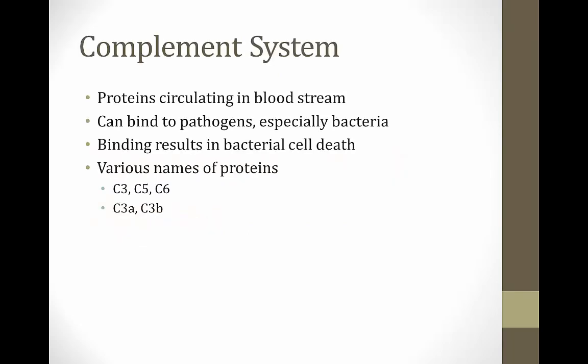The complement system is a collection of proteins that circulates in the bloodstream. It can also be found in tissues, and these proteins can bind to pathogens that get inside the body, especially bacteria. Once they bind to pathogens like bacteria, the result is bacterial cell death. They go by various names like C3, C5 and C6. Sometimes they also have a letter like C3a and C3b.